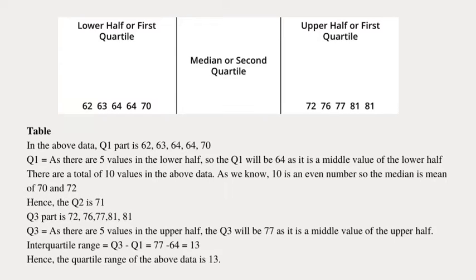The interquartile range, or IQR, is Q3 minus Q1, which is 77 minus 64. So the interquartile range is 13.